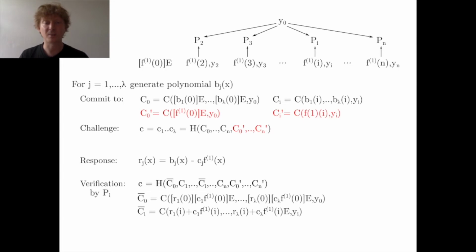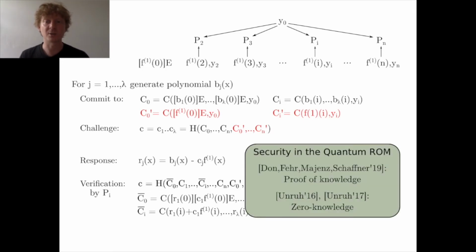While this is not standard practice, we were still able to prove that using recent results on the post-quantum security of Fiat-Shamir, for example by Don Fer, Mayens and Schaffner, that this does constitute a proof of knowledge in the quantum random oracle model. And also by using results of Unruh, we could also prove that the zero knowledge property holds in our scheme.